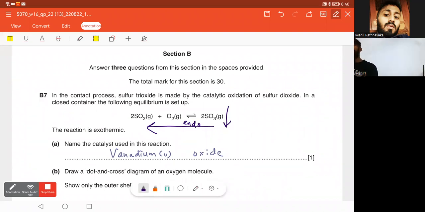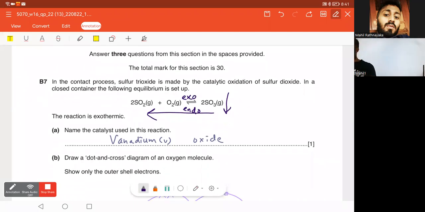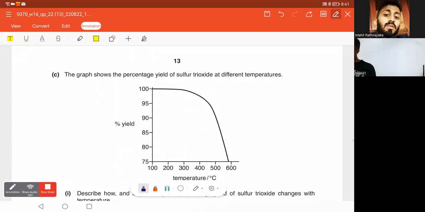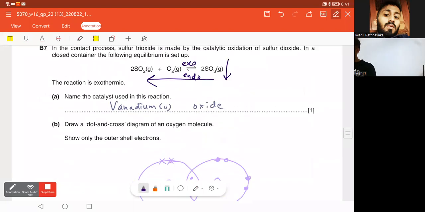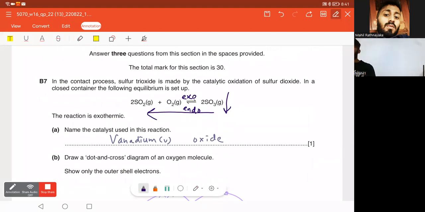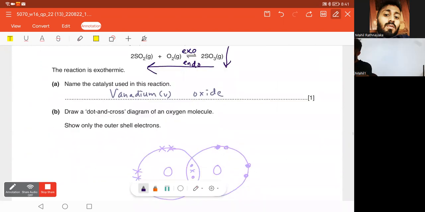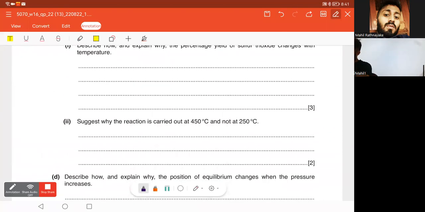Can you understand? When you increase temperature, the sulfur trioxide yield decreases, meaning the position of equilibrium shifts to the left-hand side. An increase in temperature favors the endothermic reaction, so the forward reaction should be exothermic. Therefore, the forward reaction is exothermic.